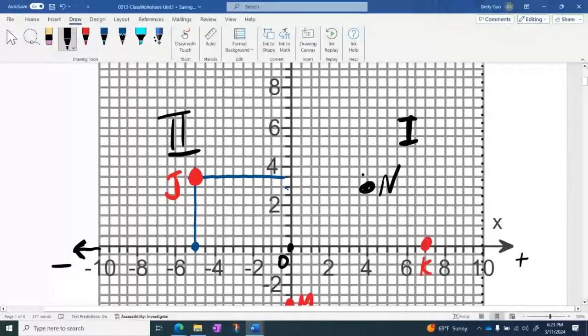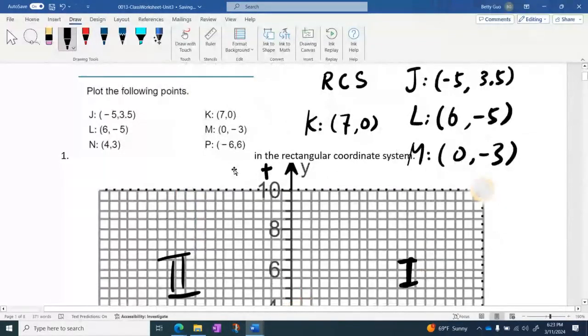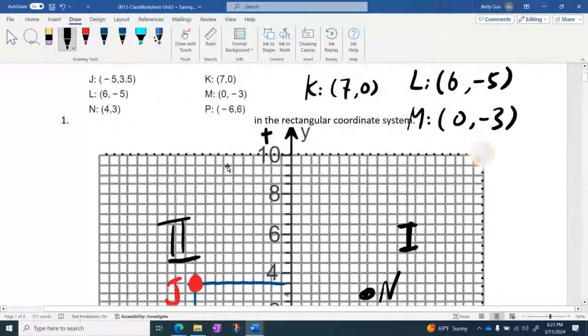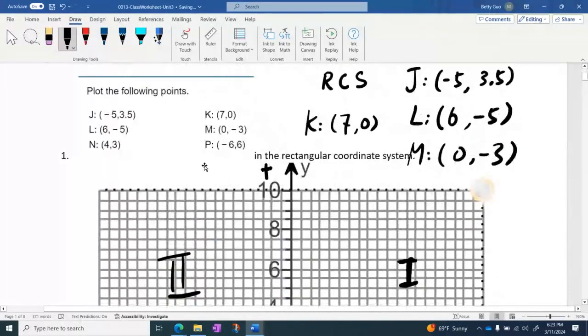The last one, (-6, 6). Yeah, I have a question. Can you tell me which quadrant does point P belong to? For point P, the ordered pair, x coordinate is negative, y coordinate is positive. Which quadrant does this point belong to?